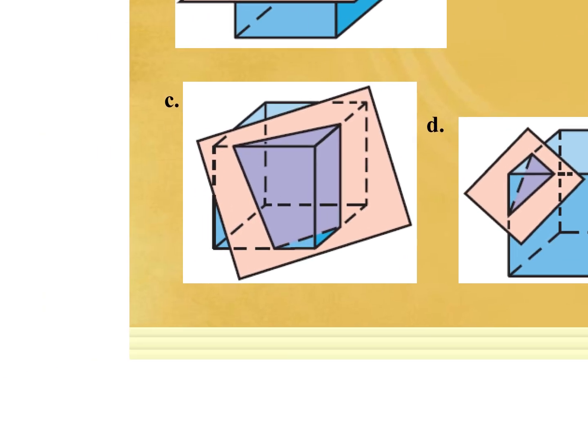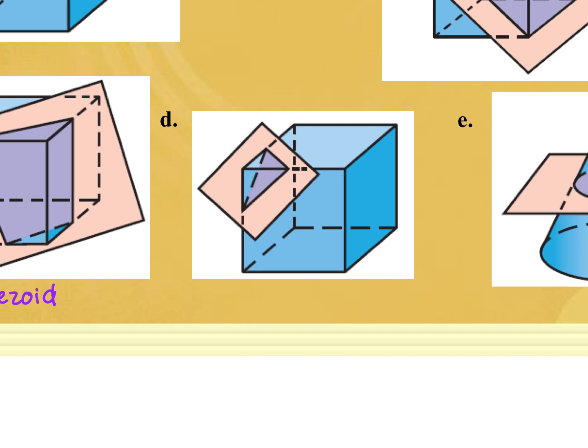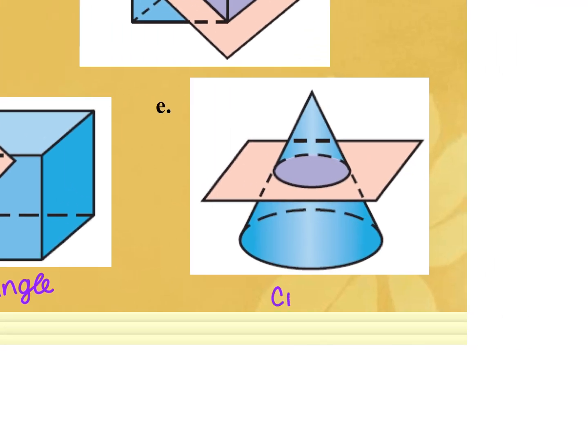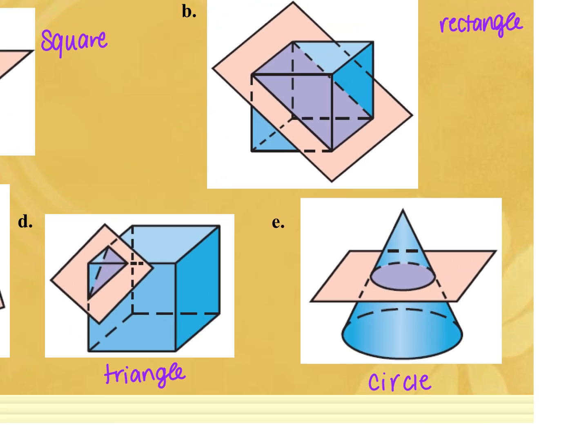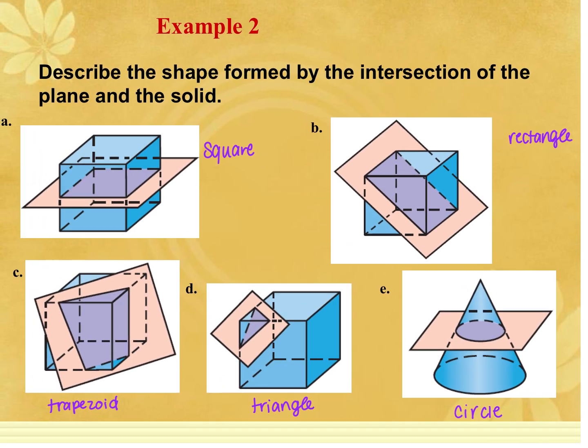All right, C, what shape is that? Trapezoid, good. And D, what shape is this? Good, triangle. And then E, circle. Okay, one more question. Looking at E, if I were to, again, take a knife or a cross section and go straight down top to bottom, what shape would it make? A triangle. Okay, good. So understand cross section. A lot of people have difficulty on this, but please pay attention to it.